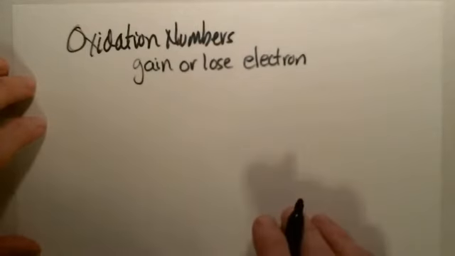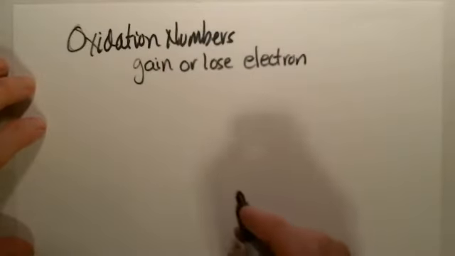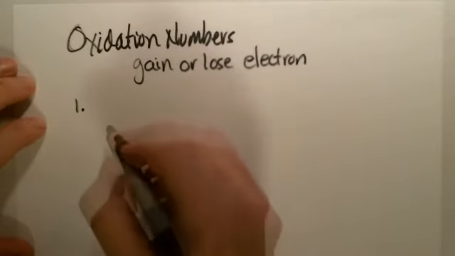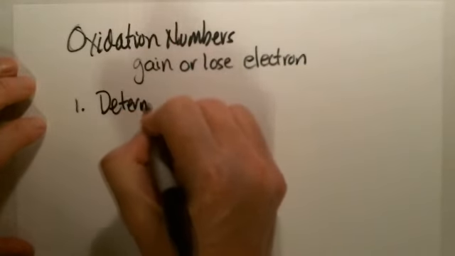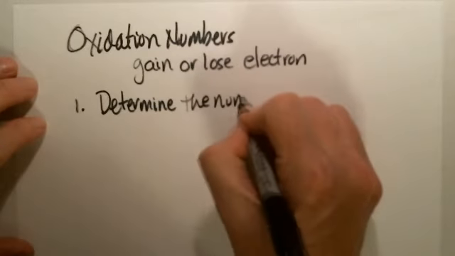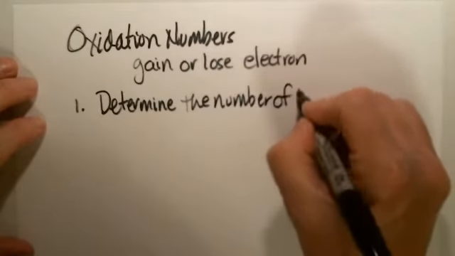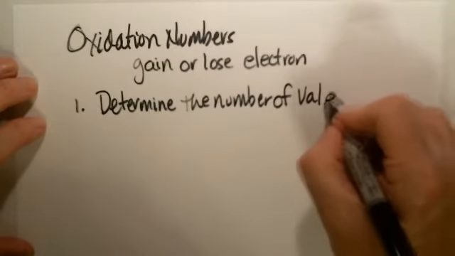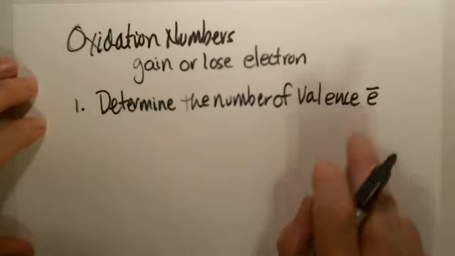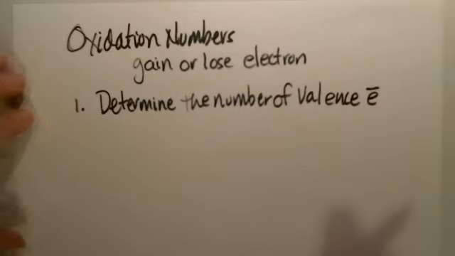Let me write down the steps then to calculating oxidation numbers. Step 1, you need to determine the number of valence electrons. So you're going to need a periodic chart for this. And valence electrons are those electrons, and we'll symbolize the electrons with an E with a little line over it, are those electrons found in the outer shell.